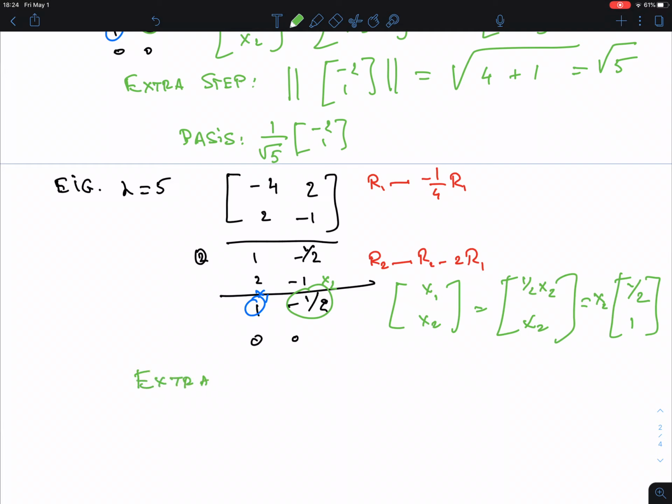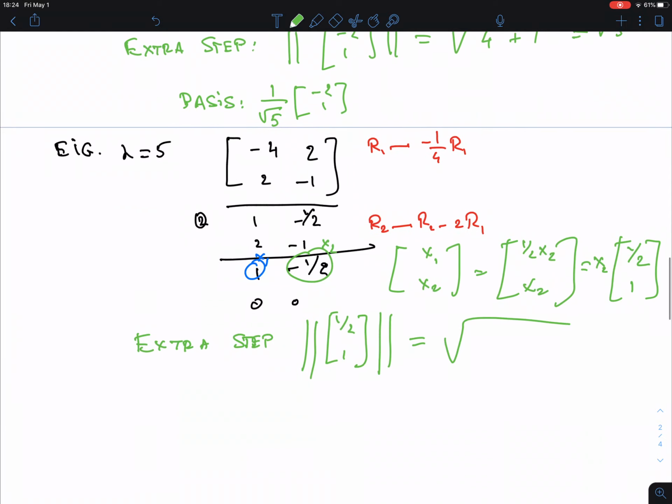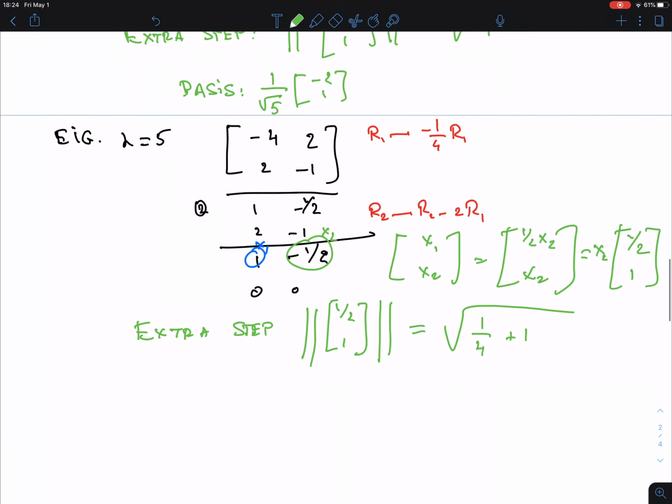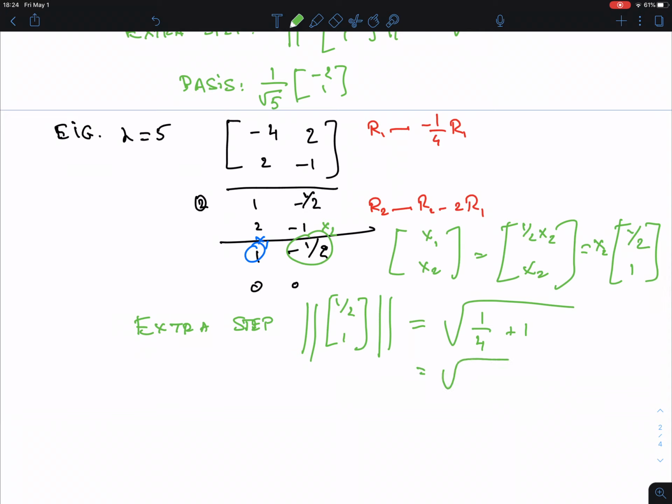Extra step is find the norm of this vector. What's the norm of a half 1? Well, it's the square root of the square of the first one. 1/2 squared, that's 1/4 plus 1. So we are dealing here with 5/4, right? So this is square root of 5/4, which if you want is square root of 5 divided by 2.